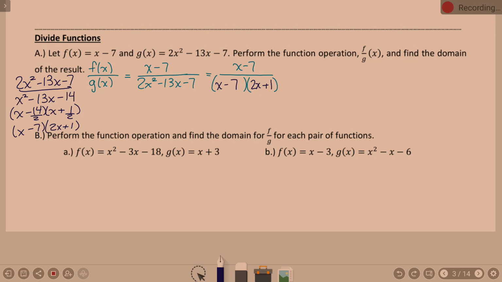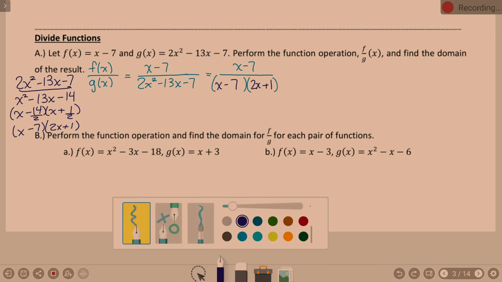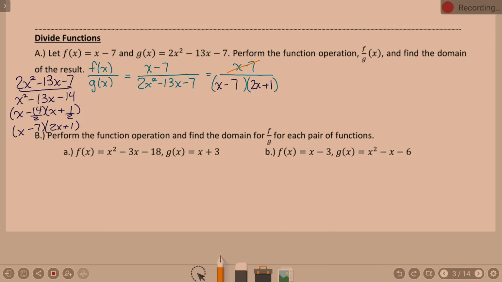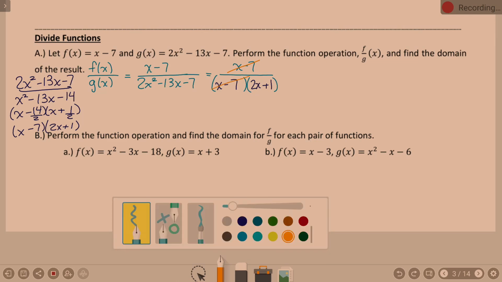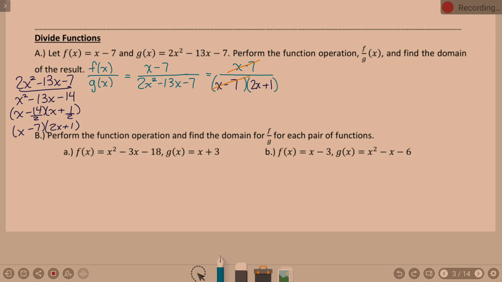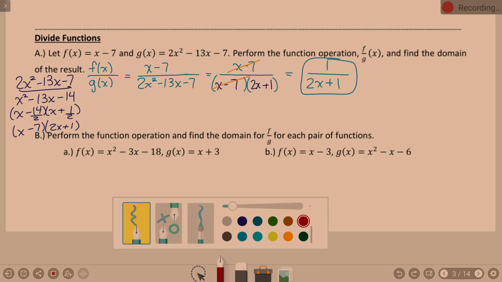And why did we have to factor? Something canceled, didn't it? X minus 7 on top cancels with x minus 7 on bottom. What remains on top? Nothing. Invisible 1. What remains on bottom? 2x plus 1. Okay, there is your f divided by g. Now, real quick. Do you have to write the 1 on the top? Yes, you do.